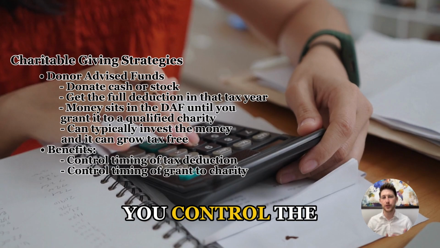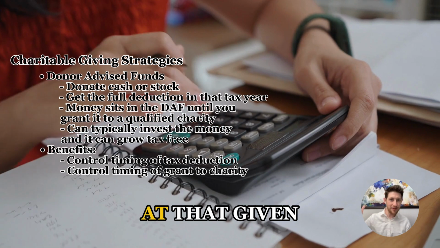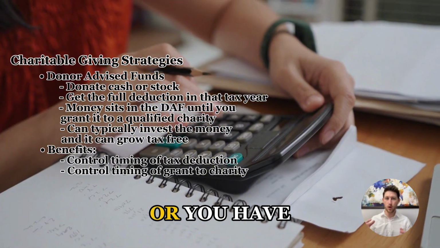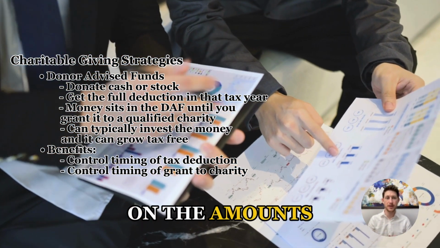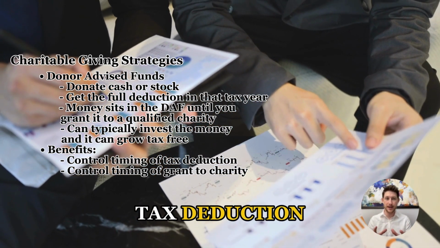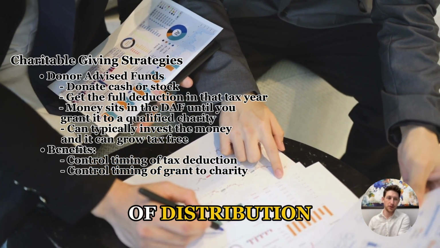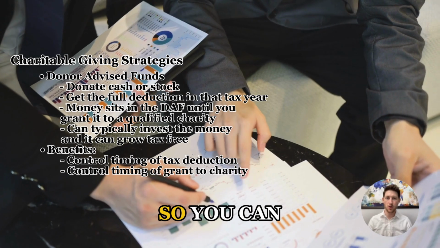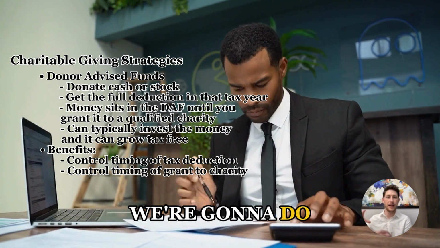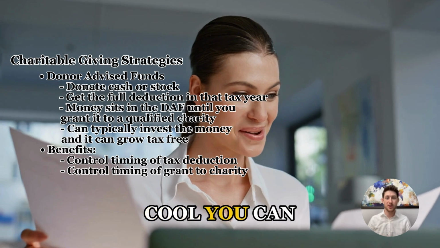Second benefit is you control the timing of the grant to the charity. So maybe you don't want to donate all of that to a charity at that given time, or maybe you haven't decided what charity you're going to give to, or you have a couple and you're not sure on the amounts. Well, if you know you're going to donate that amount, you can still donate it. You get the full tax deduction, but then you get to control the timing and the manner of distribution to the different charities. So you can donate it, it can sit in there, and then after a while, you decide we're going to do X number of dollars to this charity, X number of dollars to this other one. You can decide that a year later.